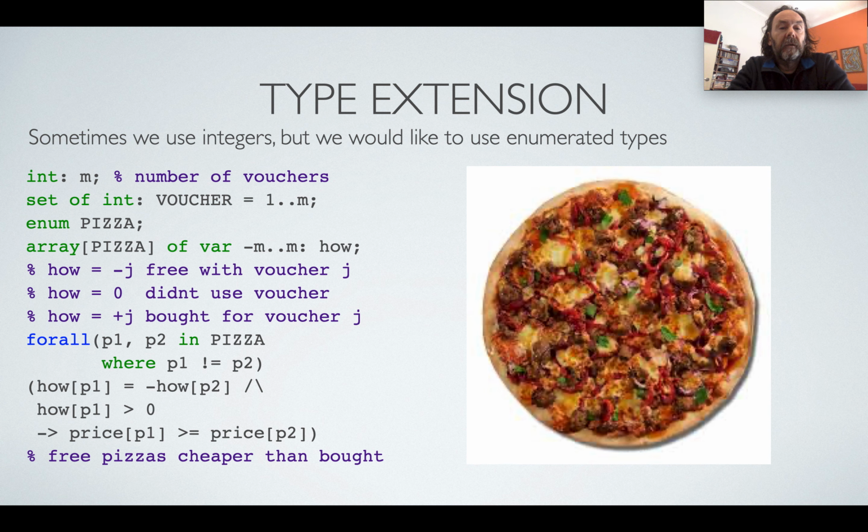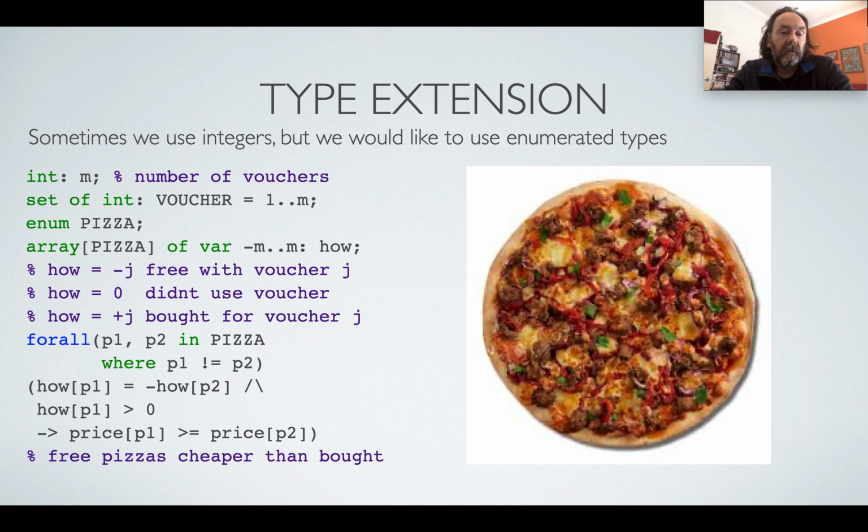So enumerated types have been in MiniZinc for a long time, and in other languages they're very useful. But sometimes we end up using integers even though we'd like to use an enumerated type. So here's a small part of a pizza voucher problem where we've got to buy a whole set of pizzas and we've got vouchers saying, like, if you buy 2 pizzas, you get 1 for free, right?